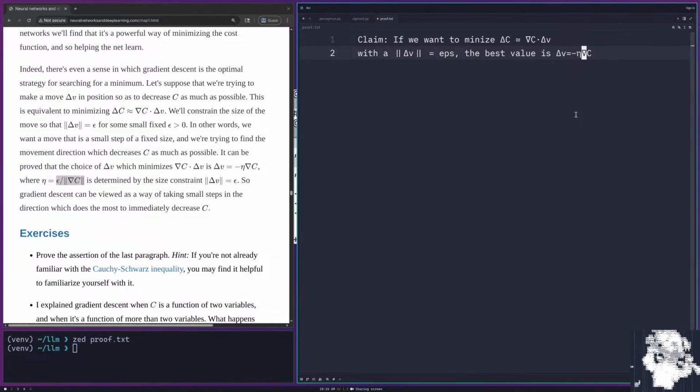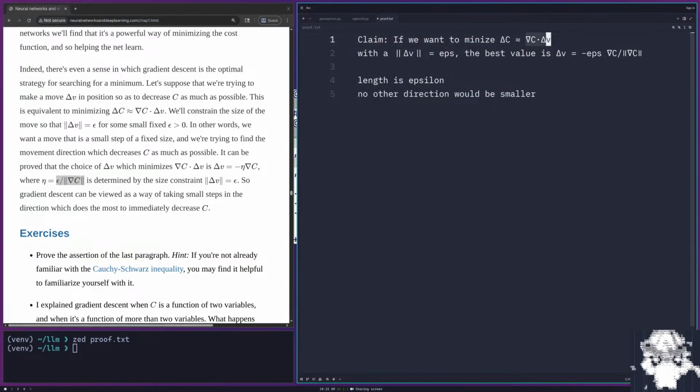So this is minus eps this over the length of delta C. Okay, so I guess the two things to show are length is epsilon, and no other direction would be smaller, or yeah, would minimize this more.